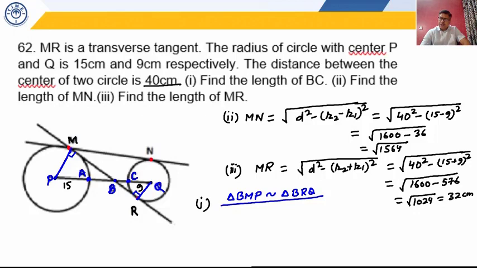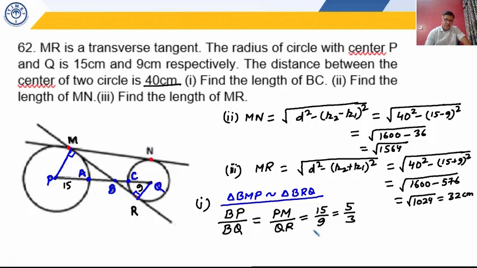Now if I use the similarity of triangles, BP upon BQ is basically MP, or you can say PM, upon QR, which is the radius of the circle, 15 upon 9, which is 5 upon 3. If this is 15, this is also 15. If this is 9, this is also 9.